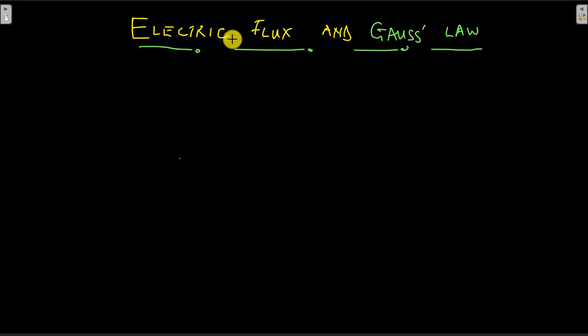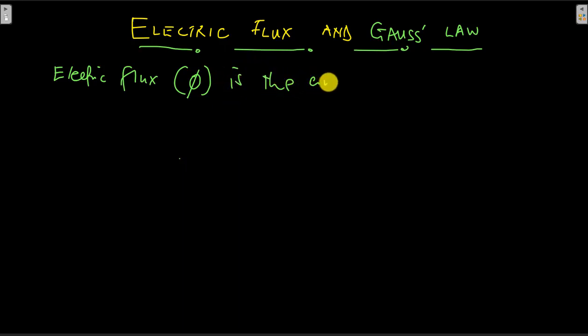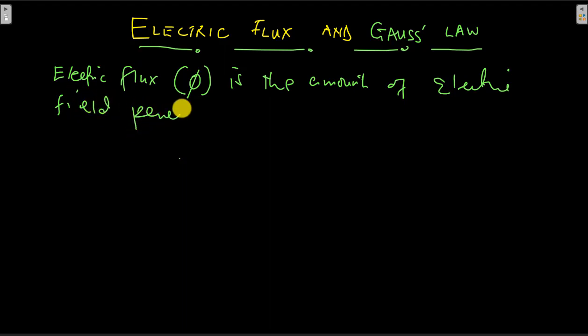In this video, we will discuss the concept of electric flux and Gauss's law. Let us begin with electric flux. We denote that with the Greek letter phi. Electric flux is the amount of electric field penetrating a surface. So the amount of electric field penetrating a given surface is what we call the electric flux.